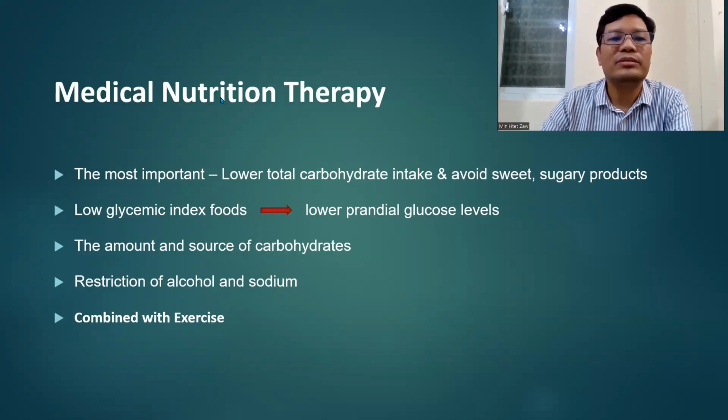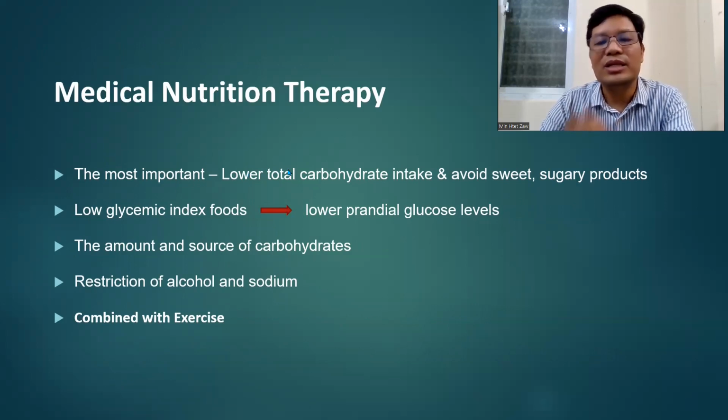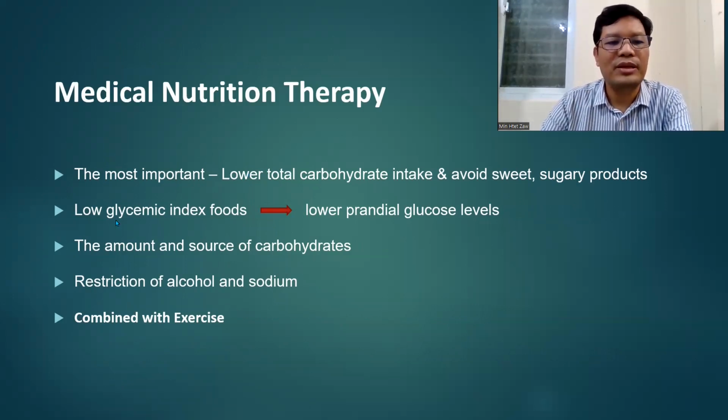To talk a little bit about medical nutrition therapy, the most important thing is to lower daily total carbohydrate intake and avoid sweet foods and sugary products. Usually, lower glycemic index foods will result in lower post-meal glucose levels. The amount and source of carbohydrate will cause varying glucose levels. And restriction of sugar and sodium is important. And medical nutrition therapy should be combined with exercise. So the recommendation is to do exercise at least 30 minutes per day and 150 minutes per week.